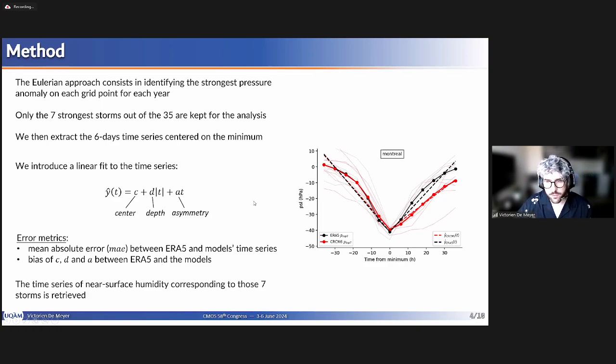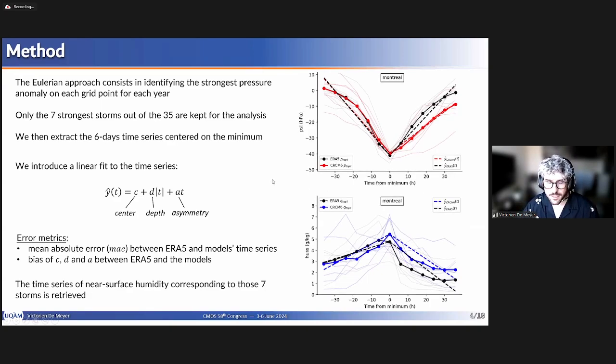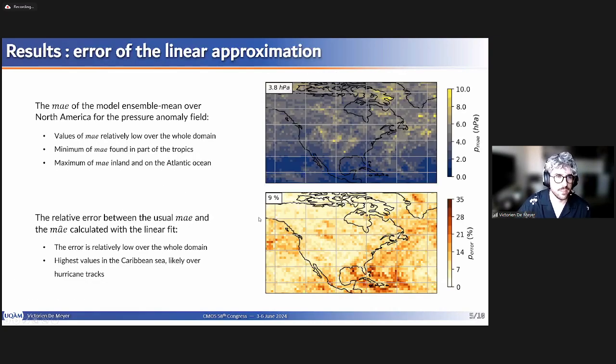We do the same thing for the near surface humidity, with a little difference: we're not looking for the strongest near surface humidity anomalies, but just the near surface humidity corresponding to the storms that we identified first with the strongest pressure anomaly. And we apply the same linear fit also to the humidity.